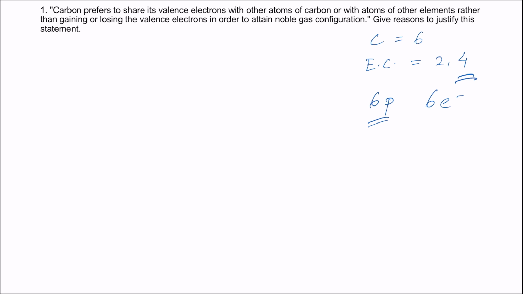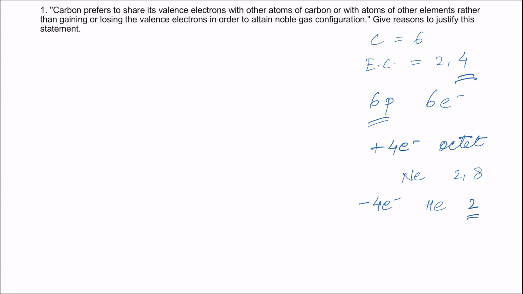Carbon has two options. It can accept 4 electrons and complete its octet, and thus it attains neon-like electronic configuration, that is 2, 8. Or carbon can lose 4 electrons from its valence shell and attain helium-like configuration, that is 2. So there are 2 electrons in the valence shell. This condition is also known as duplet.